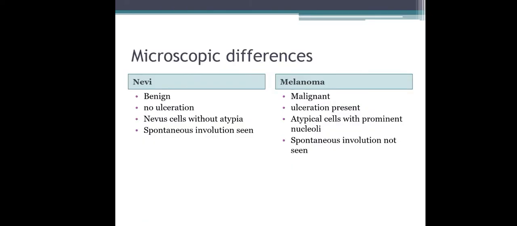Now microscopically, how do you differentiate? Microscopically, nevus cells will show all the features of a benign tumor. It will have a very benign nucleus without any ulceration, without any atypia, and it can even spontaneously involute. I told you it can disappear over time. Whereas malignant melanoma is the most aggressive tumor with all the features of malignancy: ulceration, atypical cells with prominent nucleoli. Spontaneous involution is usually not seen here.